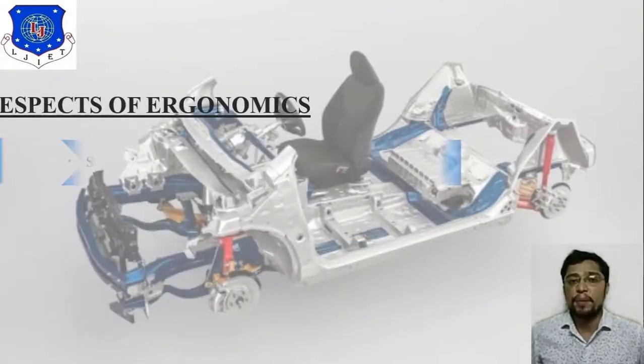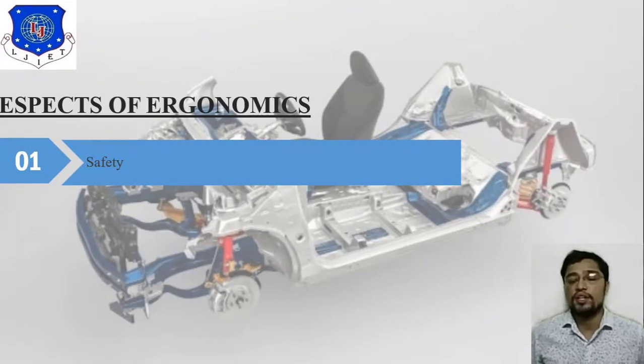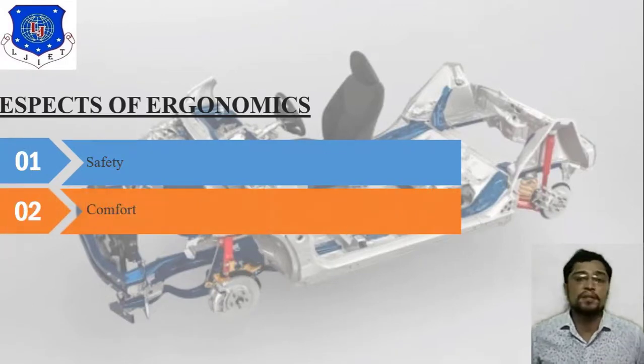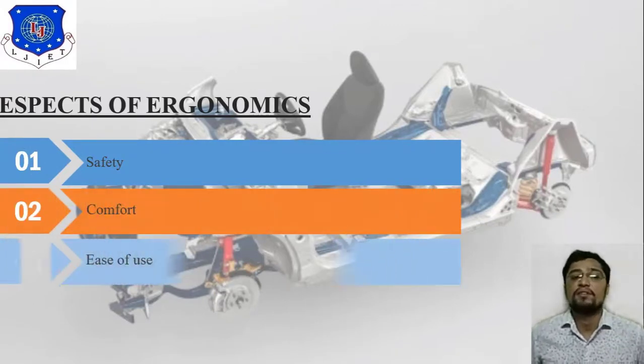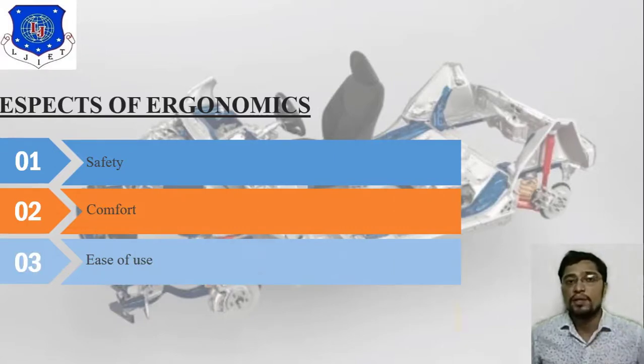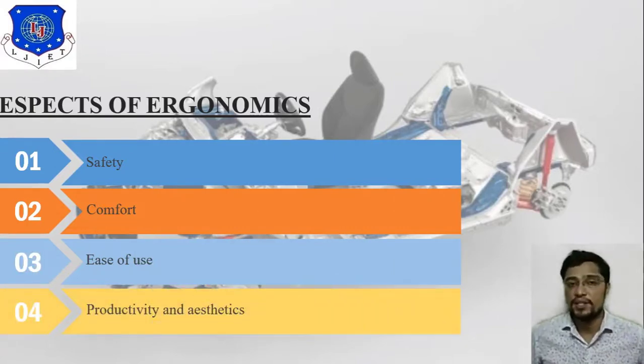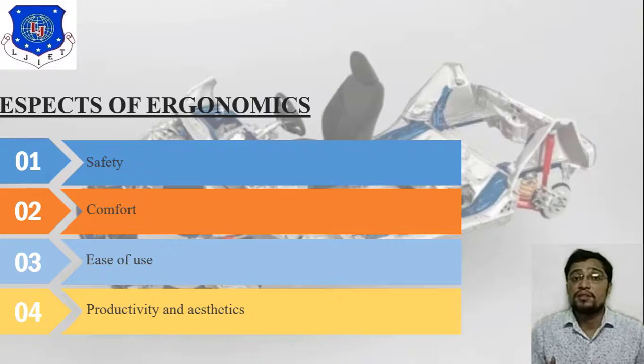Next one, that is aspects of ergonomics. The first and important target is safety. Second one, that is comfort. Third one, that is ease of use. Fourth one, that is productivity and aesthetics. Productivity is equal to output by input. What is our target? Our target is that with minimum input you will get the maximum output. So this is our target.